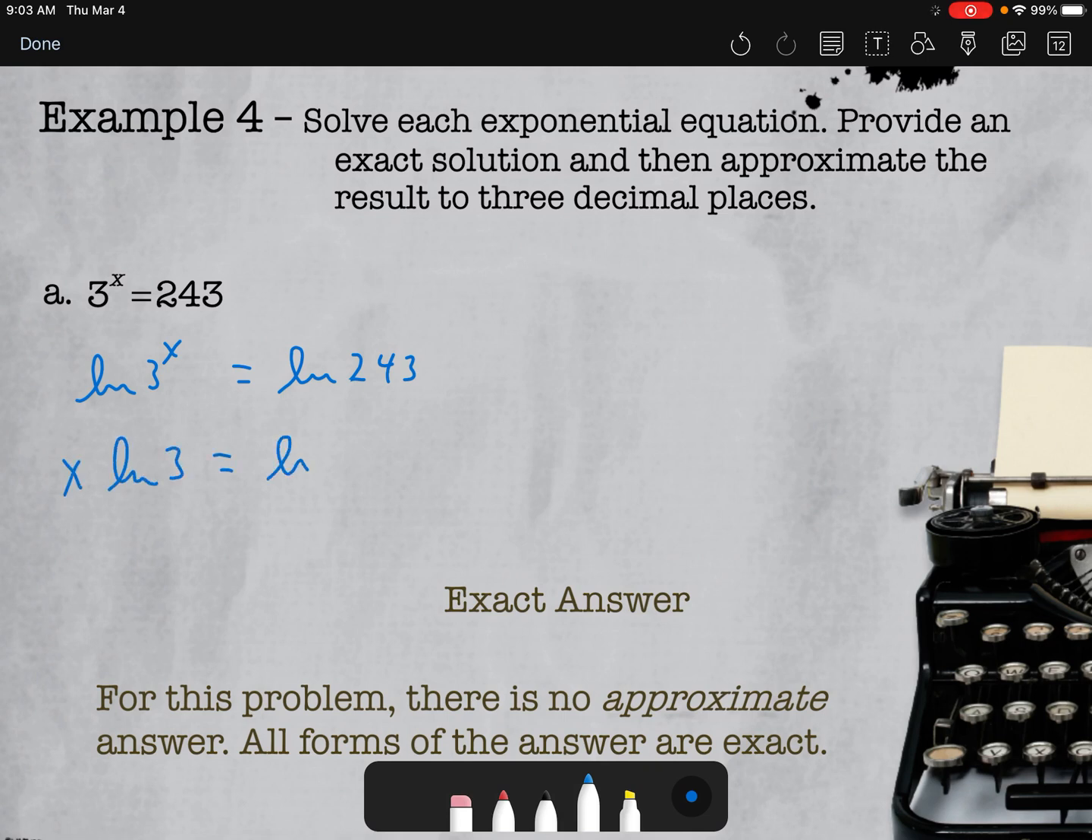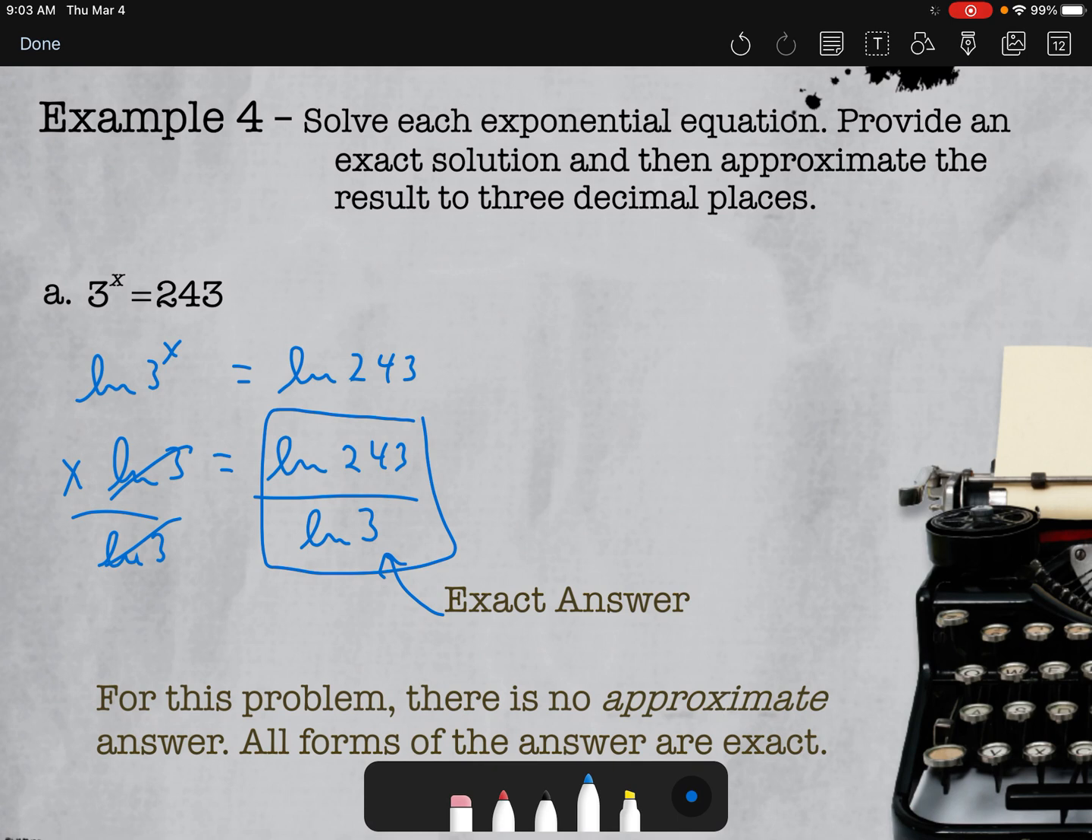Well, let's do the math here. Where does the x go? Well, the x goes out front, right? That's what we just learned. Now, how do you get x by itself? Oh, we divide by this number, natural log of 3. So this is our exact answer.